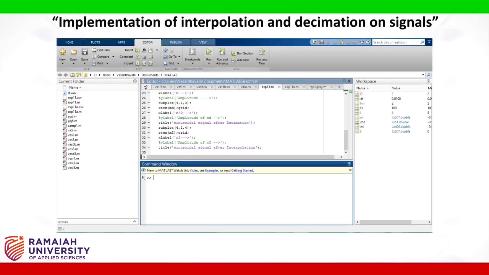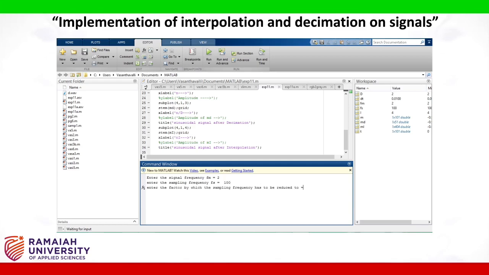I have already pasted the program in the editor window, so I can run the code directly. The signal frequency FM equals 2, enter. The sampling frequency FS equals 100, enter. The decimation factor, that is the factor by which the sampling frequency has to be reduced, equals 2, enter. The interpolation factor equals 3.